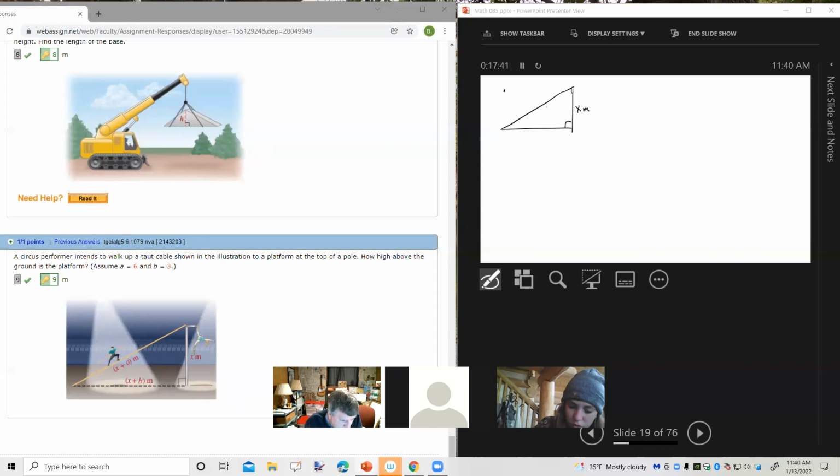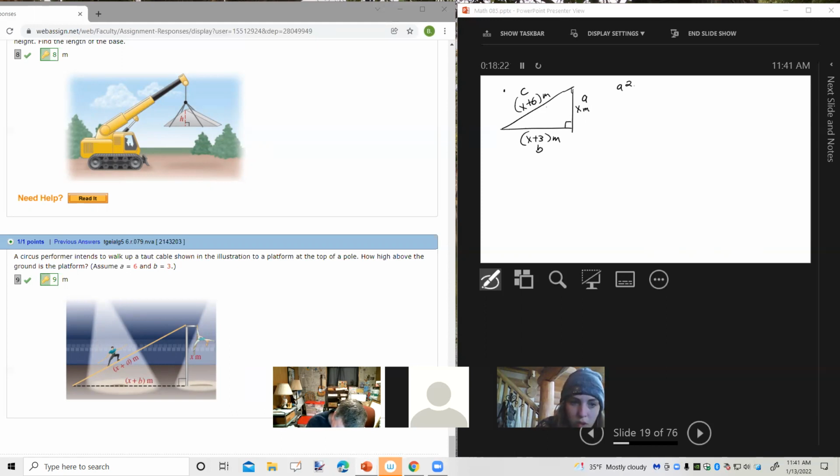This is x meters. This is x plus a meters, but it says assume a is 6. And then this is x plus b, and it says assume b is 3. So for this particular problem, we're using a is 6 and b is 3. Other students might have different numbers there. All right, so we're going to use the Pythagorean theorem. And the hypotenuse, the long side, is c. The other two legs are a and b. And again, it doesn't matter which leg is a and which leg is b.